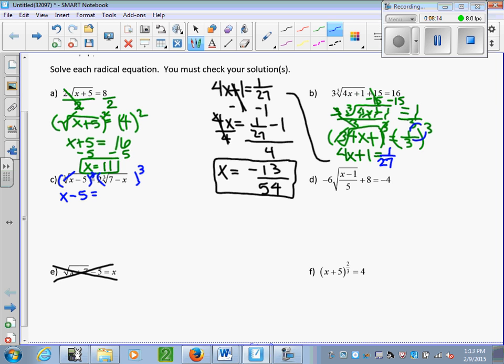And then on the right, I distribute my 3 to both pieces. So I've got to distribute it to my 2. So 2 to the third is 8.